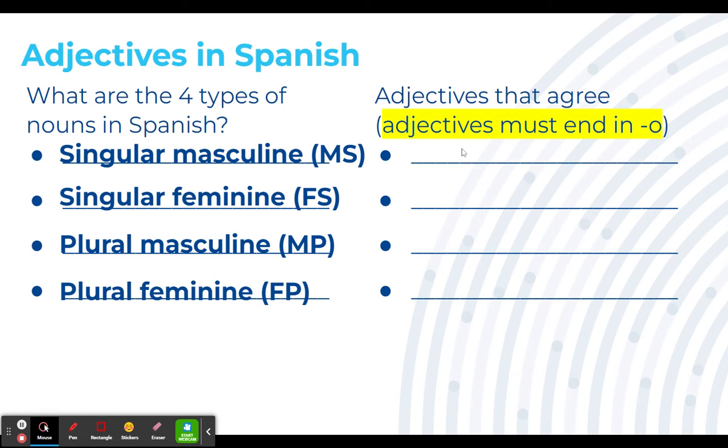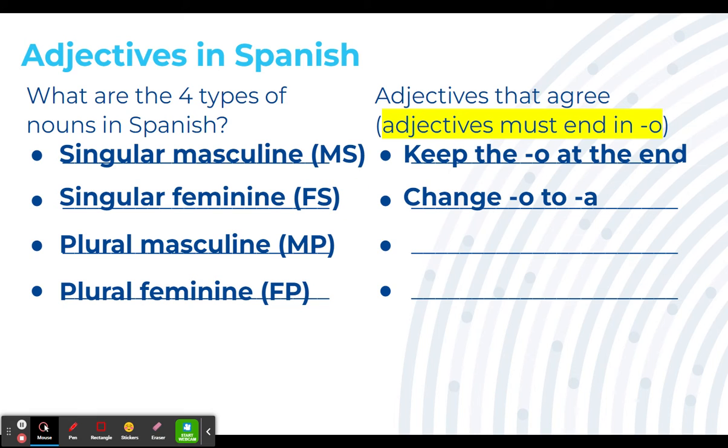So first we're going to talk about adjectives that must end in O. If you don't have this highlighted on your paper, I would underline it or highlight it. And so if you have an adjective that ends in O and you're describing a masculine singular noun, you keep the O at the end. If you're describing feminine singular, you change the O to an A. Masculine plural, you will add an S to the O. And for feminine plural, you're going to change the O to AS. Again, this is adjectives that end in O only.